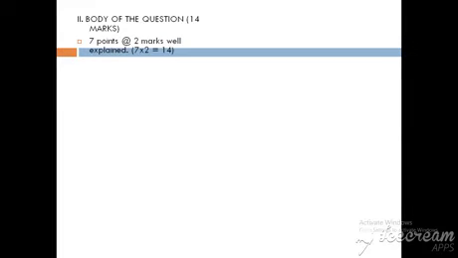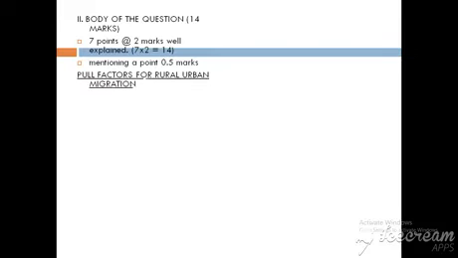So we go to the body of the question. We need 7 points, and if every point is 2 marks, whereby only mentioning gets you half a mark. So: pull factors for rural-urban migration. The question needs the pull factors for rural-urban migration.